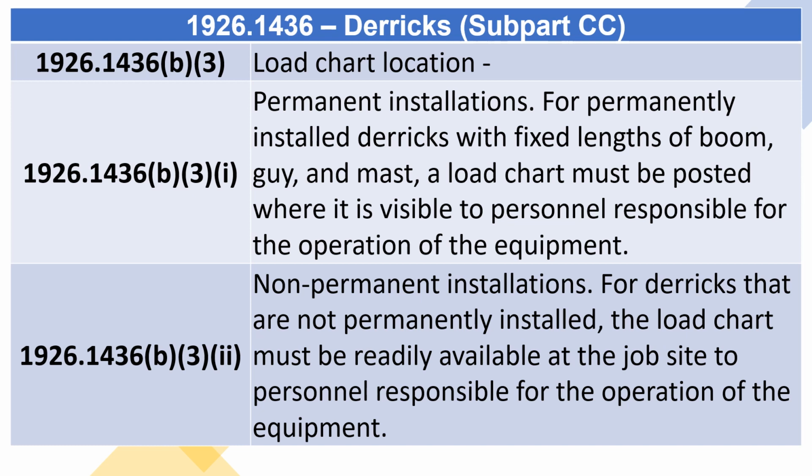1926.1436(b)(3). Load chart location. 1926.1436(b)(3)(i) and (b)(3)(ii). Permanent installations. For permanently installed derricks with fixed lengths of boom, guy, and mast, a load chart must be posted where it is visible to personnel responsible for the operation of the equipment. Non-permanent installations. For derricks that are not permanently installed, the load chart must be readily available at the job site to personnel responsible for the operation of the equipment.